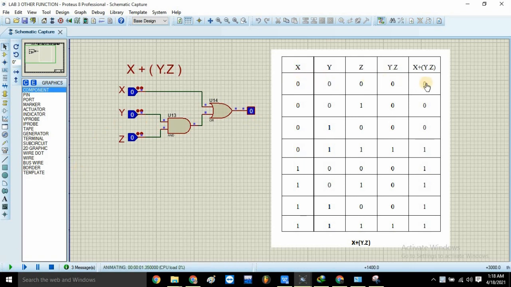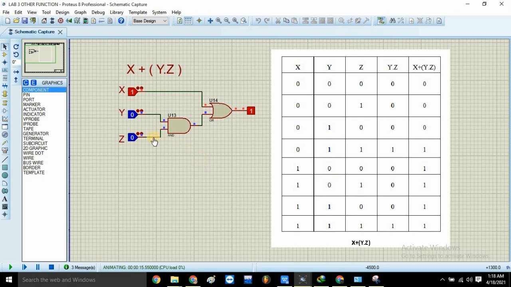At 0 0 0 we have 0, at 0 0 1 we have 0, at 0 1 0 we have 0, at 0 1 1 we have 1, at 1 0 0 we have 1.